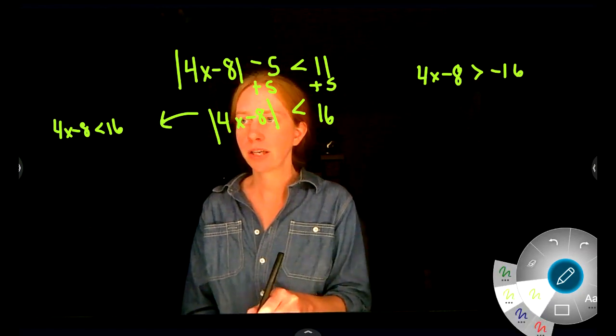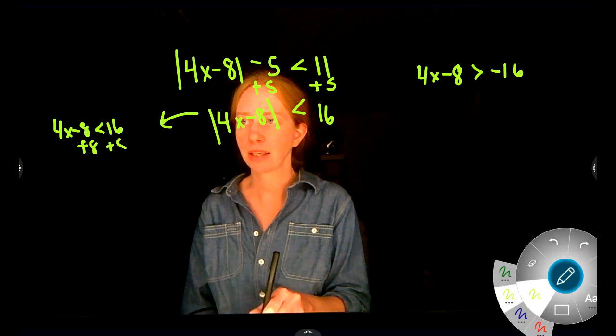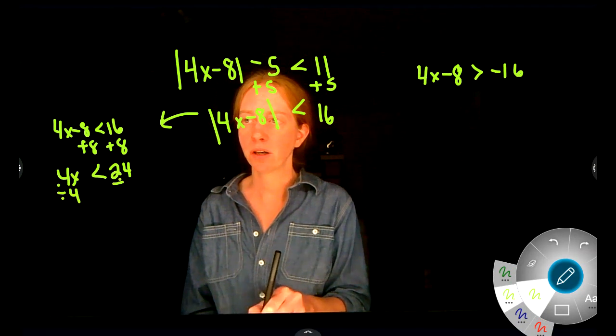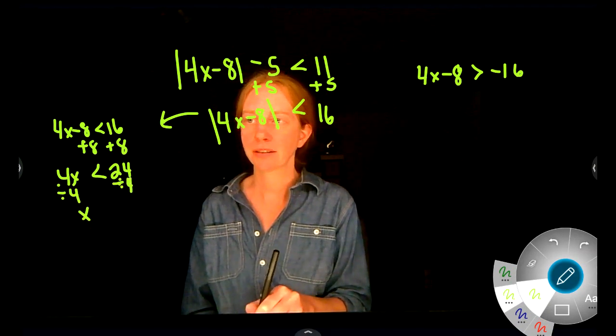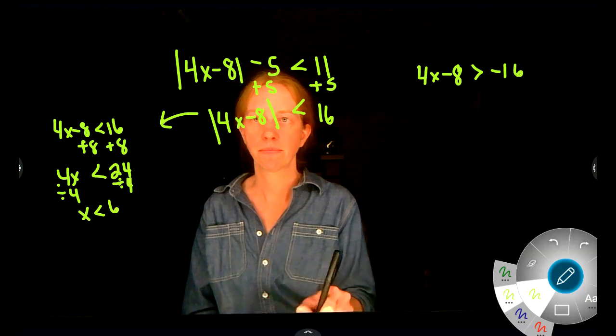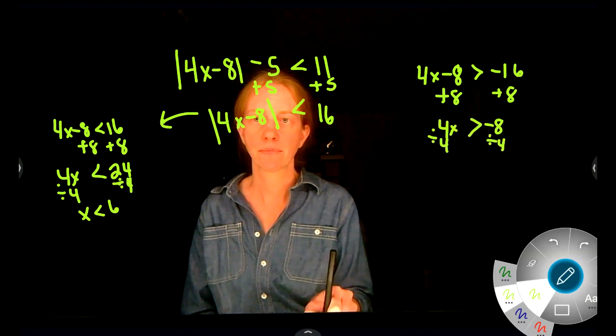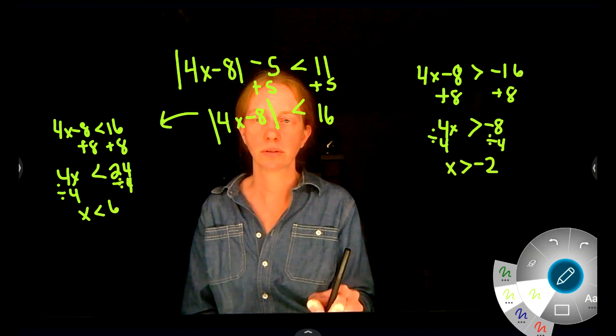So over here, we have plus 8. So 16 plus 8 is 24. And we are going to divide by 4. So we have x is less than 6. Over on this side, we're going to add 8, and so we have negative 8. And we're going to divide by 4. We have x is greater than negative 2.